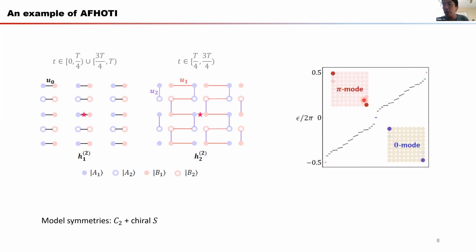Hi, Ruixing. Just one quick question. Do you need translation symmetry? Lattice translation symmetry here? In this case, no. I only care about a strong topological state. Yeah, that's a very good question.